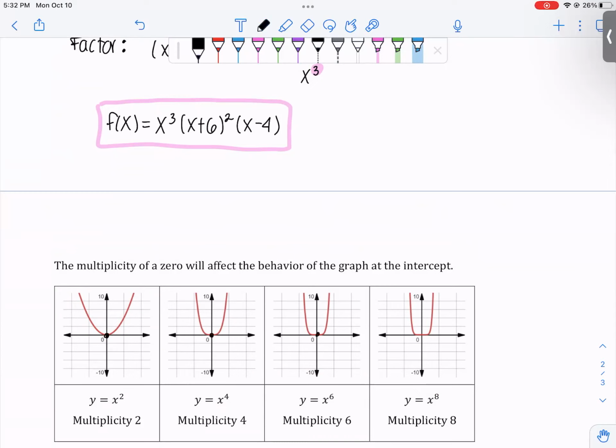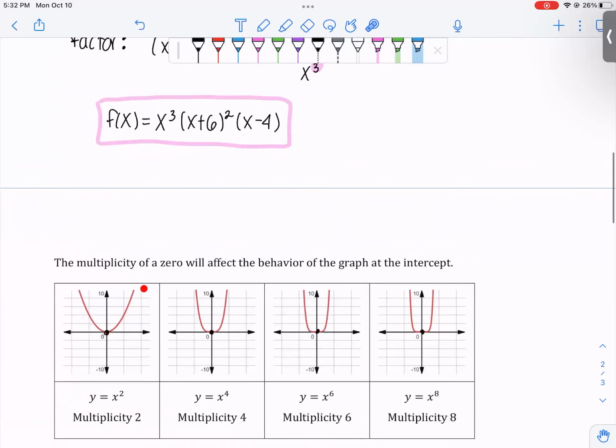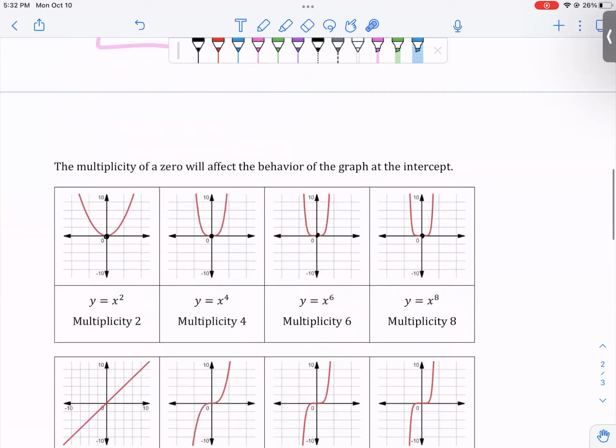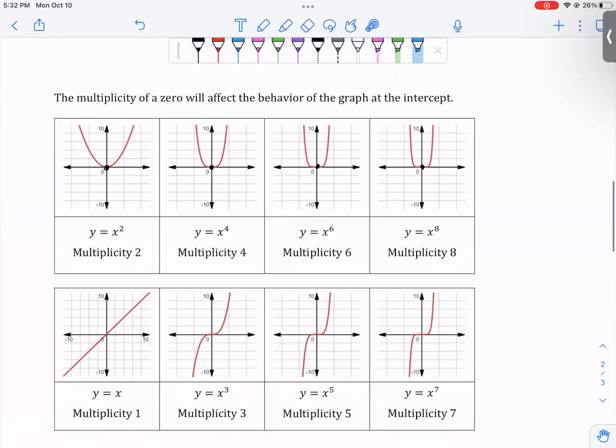The zeros are all right here. What's happening is as that multiplicity gets higher and higher and stays even, it just gets flatter and flatter at the 0. So this one's really flat, while this one just kind of touches it. On the other hand, if we have a multiplicity that is odd, the graph is going to pass through the x-axis at that 0. So 1, 3, 5, and 7, notice that the graph at 0 passes through.